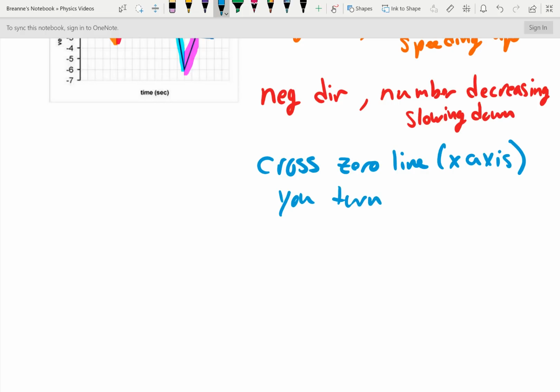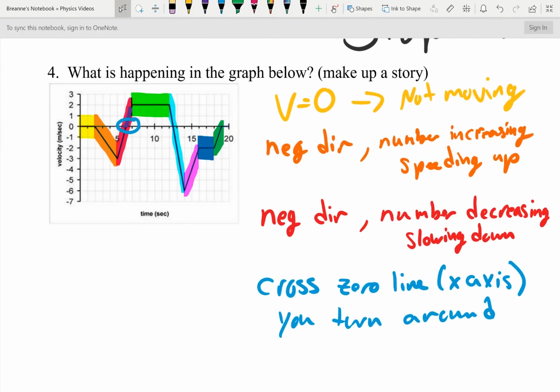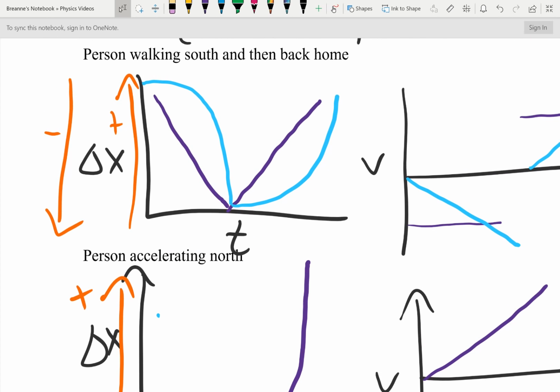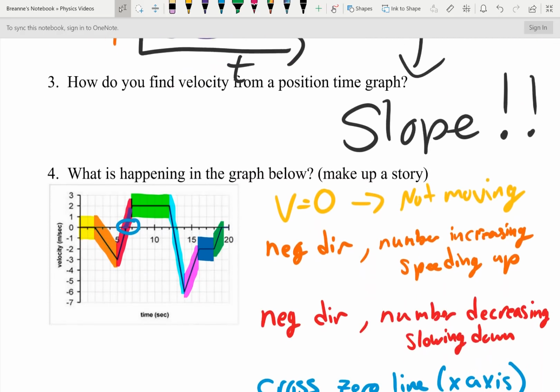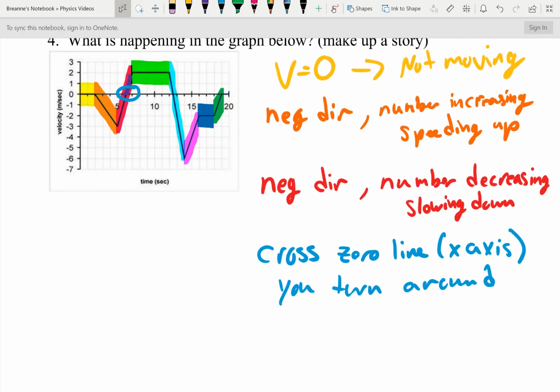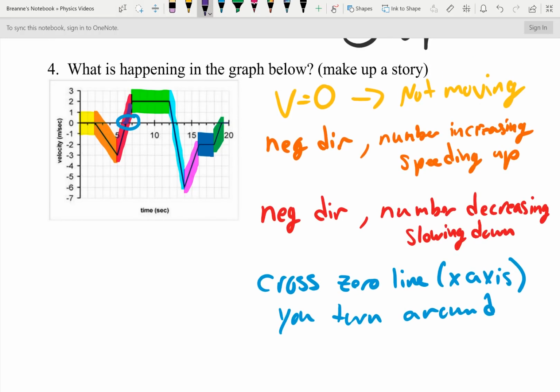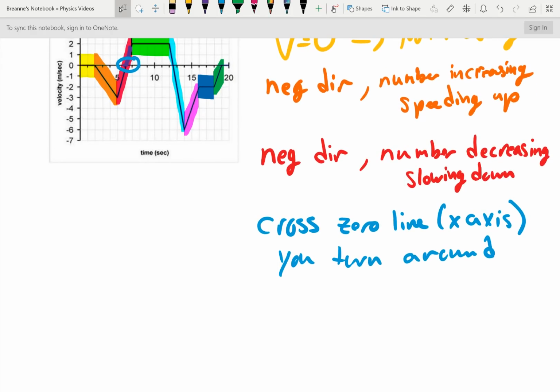Turn around. Now, remember, we're on a velocity time graph, so turning around just means you've crossed the 0 or your x-axis. For a position time graph, to turn around, you just change direction. So this one person turning around, one goes up, one goes down. But for a velocity time graph, to change directions, you have to cross the 0 line. So once you've crossed the 0 line, you're moving in the positive direction.